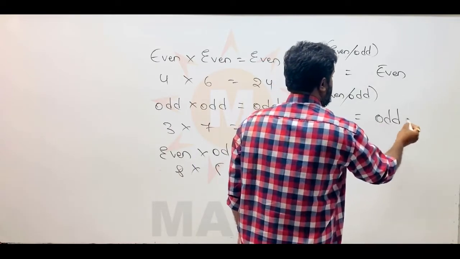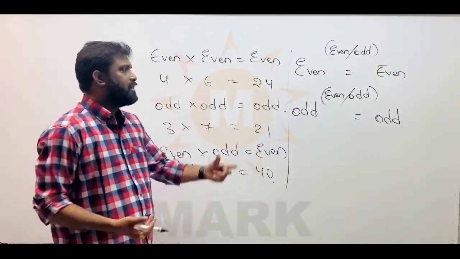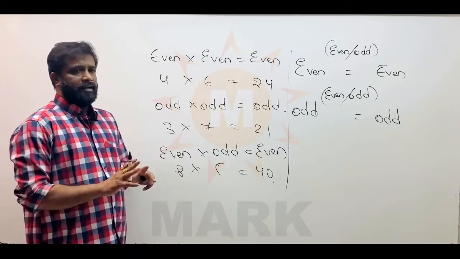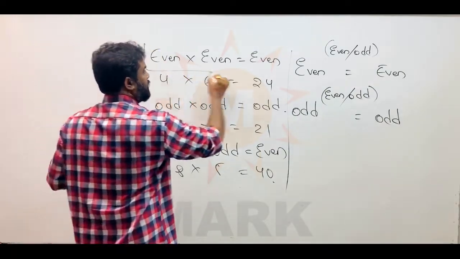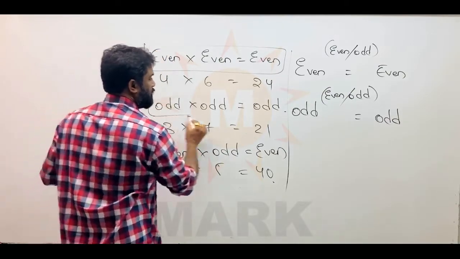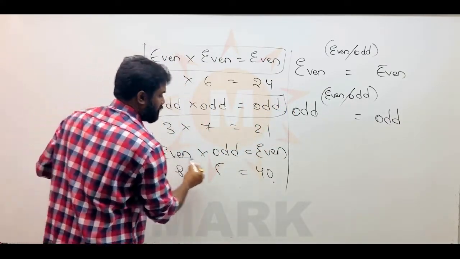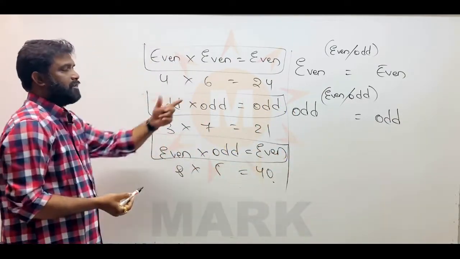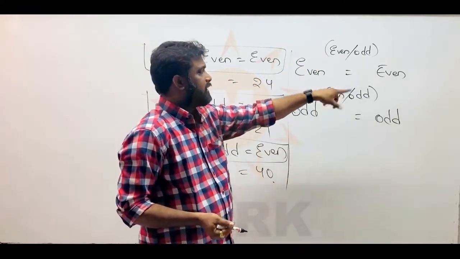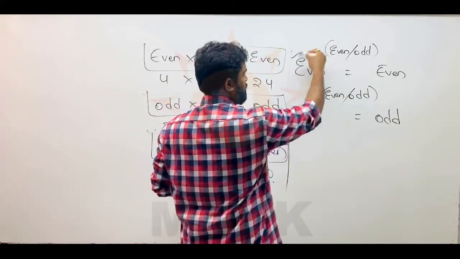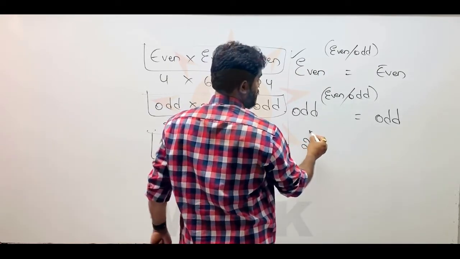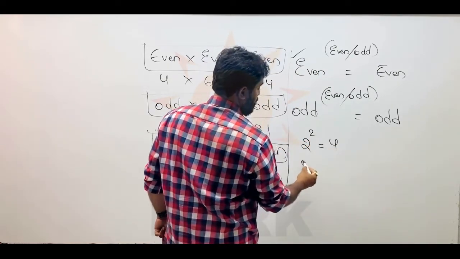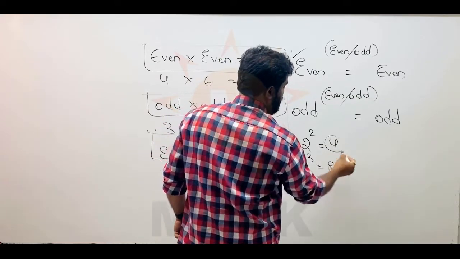It's a kind of multiplication, not necessary everybody will understand, but still we have written all the important results and rules: even into even is equal to even, odd into odd is equal to odd, odd into even is equal to even. So even to the power of even or odd, anything. Suppose you take some examples, 2 power 2, I am taking even, 2 power 2 is equal to 4. If you take 2 power 3, that is odd power, that will give 8. Both are even numbers, right?